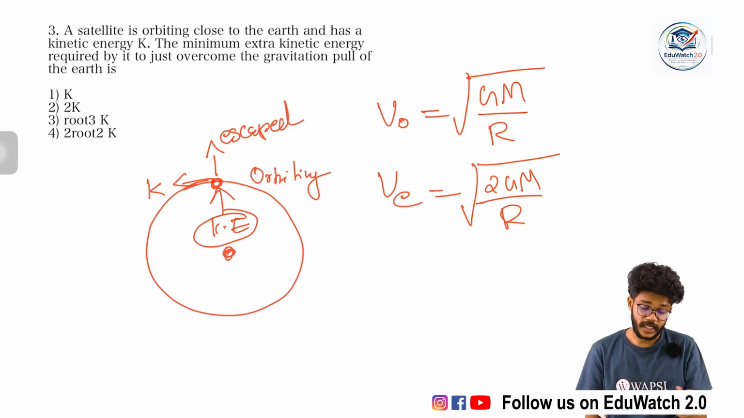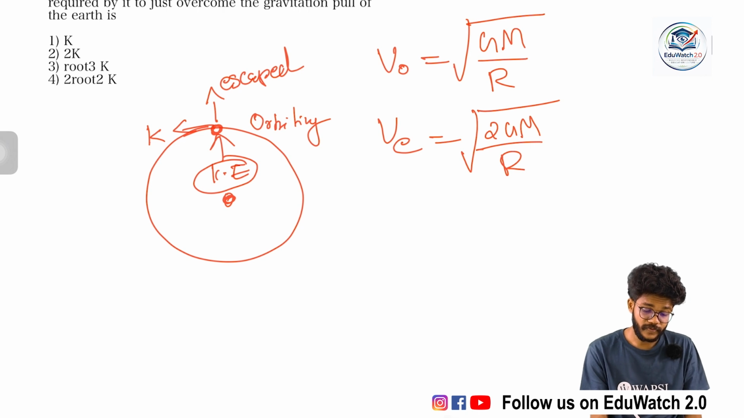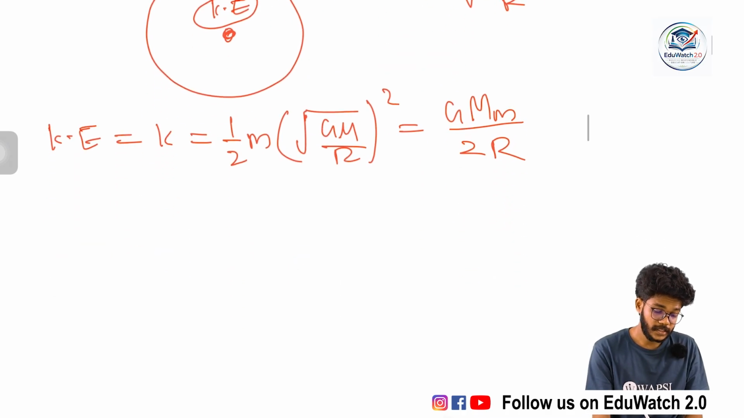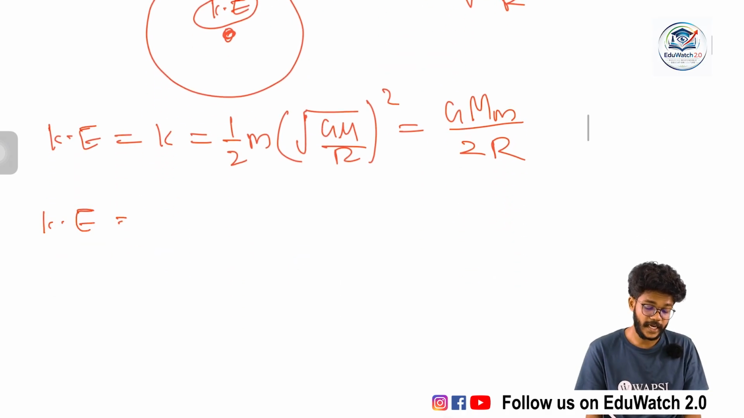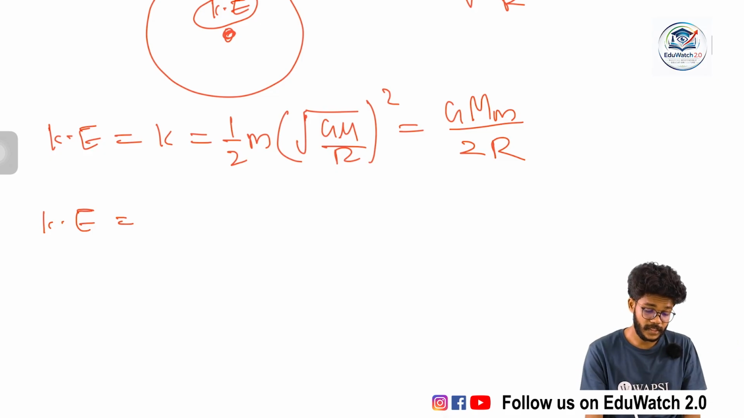Okay, so then we want to calculate the kinetic energy. The kinetic energy of orbiting is nothing but half mv squared. Kinetic energy K is equal to half mv squared, and v is root GM by r, so v squared is GM by r, and K is nothing but GMm by 2r.